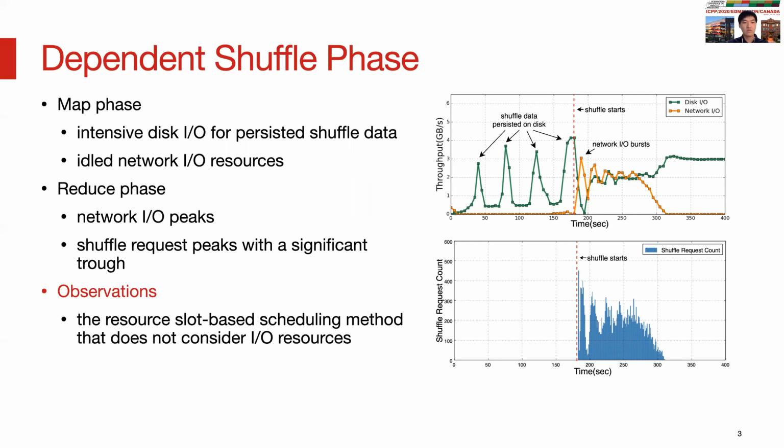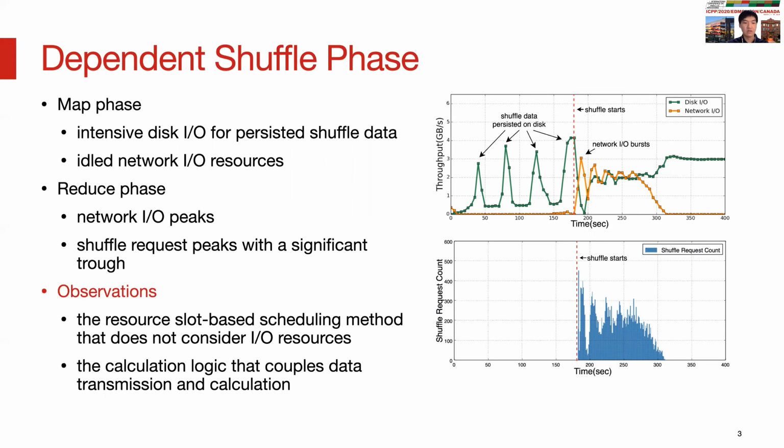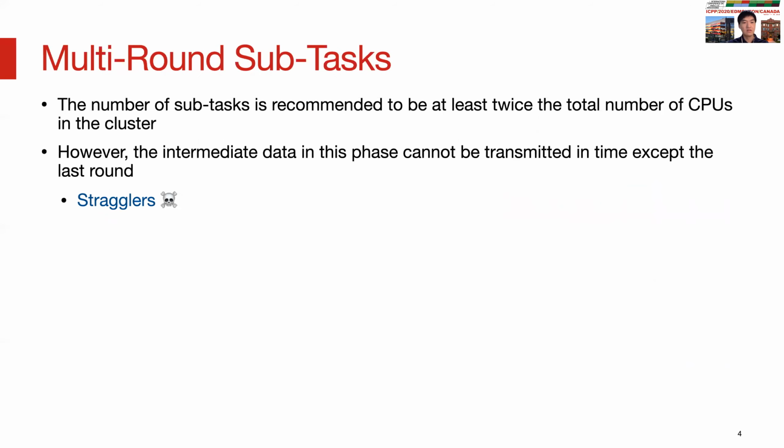One is the resource slot-based scheduling method that does not consider I/O resources. The other is the calculation logic that couples data transmission and calculation. The number of execution runs of a computing task is determined by the number of input data blocks and framework-related configurations, which can be adjusted before the computing task starts and is recommended to be at least twice the total number of CPUs.